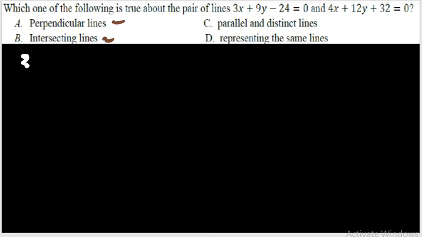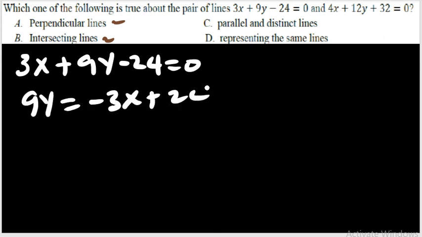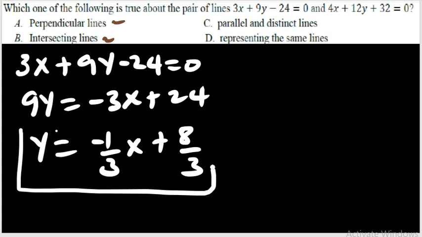The first equation says 3x plus 9y minus 24 is equal to 0. From this, keep 9y here and shift the rest: 9y equals negative 3x plus 24. Then divide by 9. So y is equal to negative 1 over 3 x, because when you divide by 9, it is simplified, plus 8 over 3. This is the first equation.